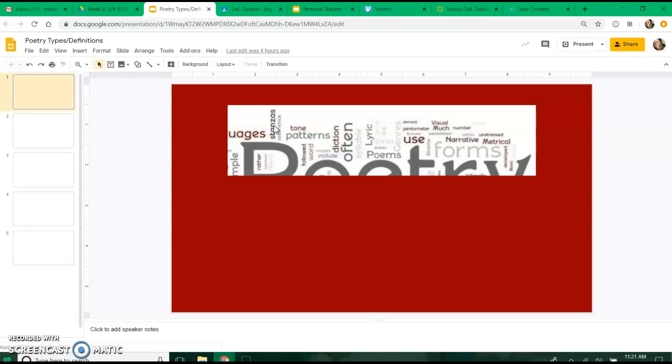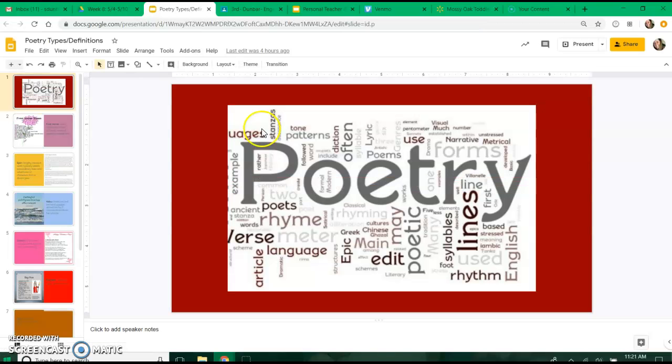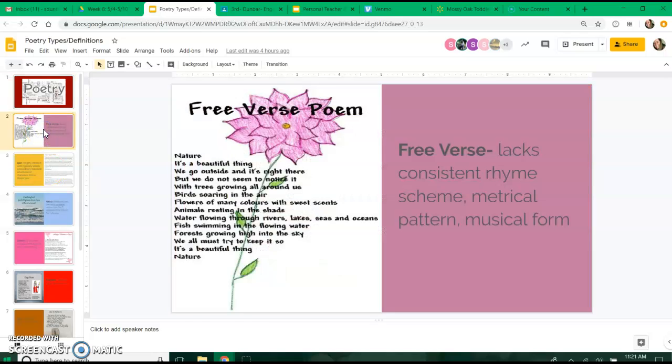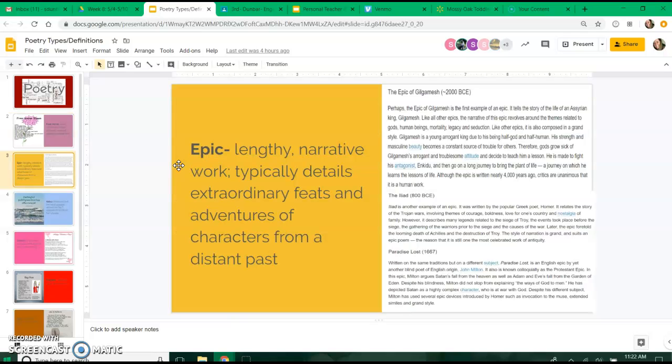This week you're going to work on poetry. I went through this slideshow and picked out some different types of poems, and I gave you the definition of the poem and then an example of the poem. This one's a free verse poem, which lacks consistent rhyme scheme, metrical pattern, and musical form. And then there's an example.